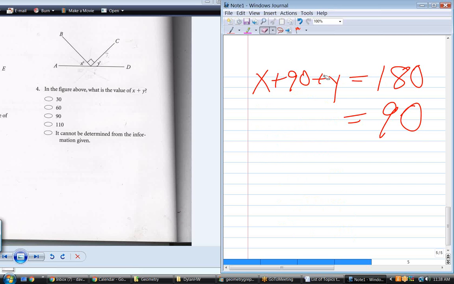In other words, you always want to start out your geometry problems with an equation that you can solve. Okay. That makes sense. And if you start out like that, then you can solve for x plus y. And that's all you have to solve for.